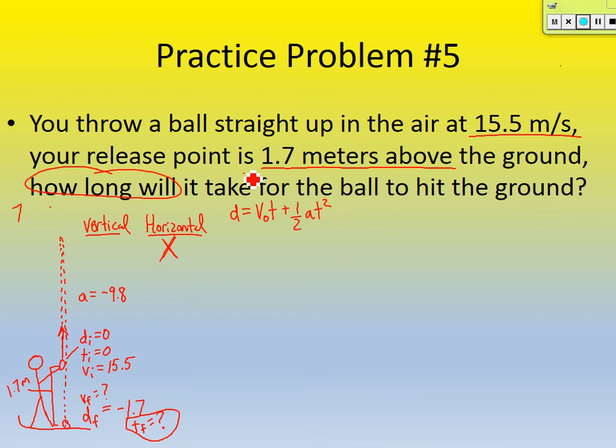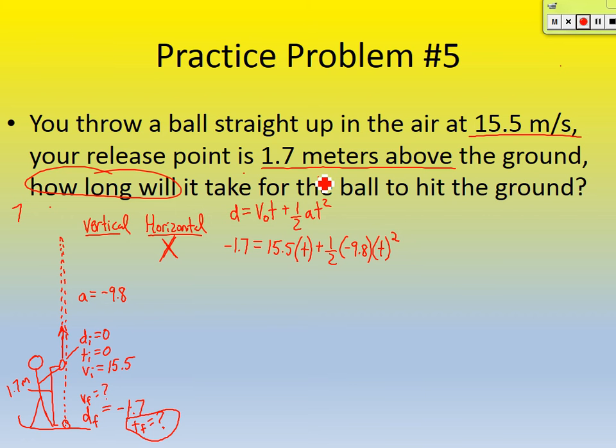Okay. Now let's plug in the variables. For displacement, I've got a negative 1.7 is equal to, velocity initial was 15.5 times time. Time we don't have, so I'm just going to keep it as t, plus 1/2. The acceleration is a negative 9.8 meters per second squared. And time we don't have, but you've got to square it.